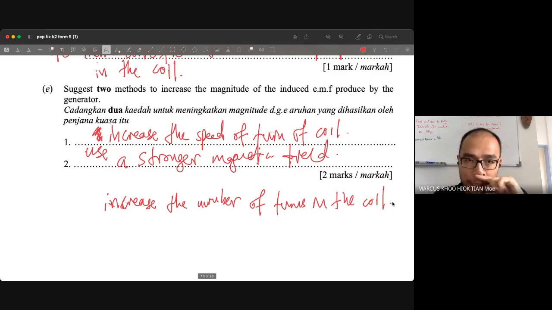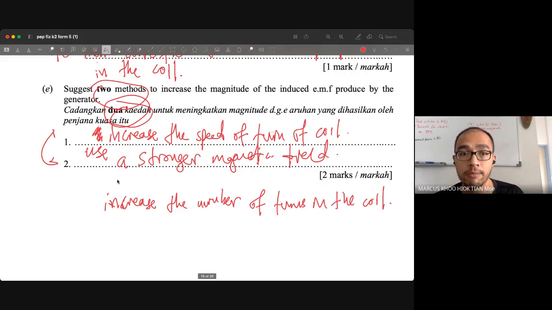Now, some of you, both of your answers talk about magnets. Use a stronger magnetic field and then increase the number of magnets. It is the same point. So, it is not two different methods. It is the same thing. So I only give 1 mark for that. You cannot give me two of the same answer and then expect 2 marks. One, you have to talk about the coil. Another one, you have to talk about the magnetic field.